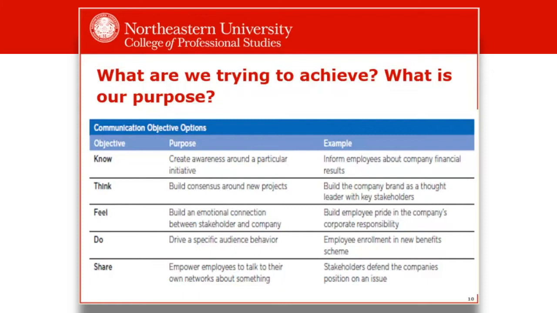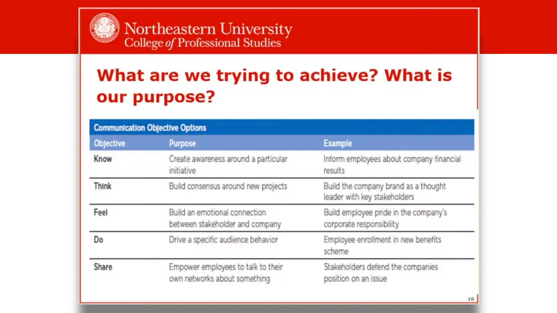What are we trying to achieve? We're trying to influence, persuade our audiences to learn something, to change their attitudes about something, to do something, to change, to motivate some kind of behavior. I like these categories of know, think, feel, do, and share.